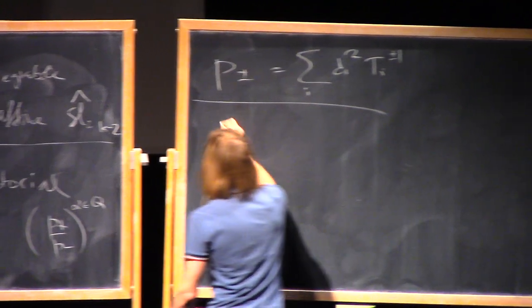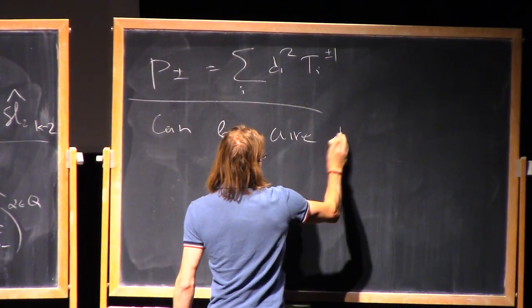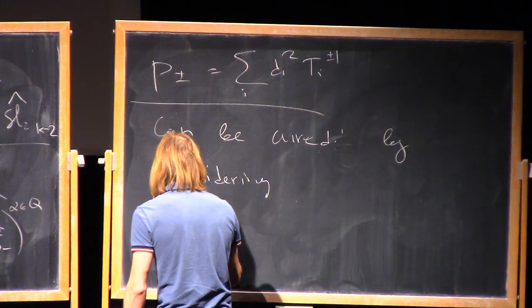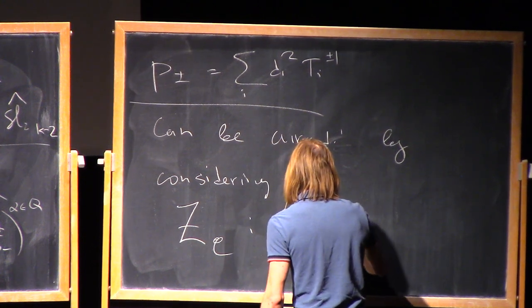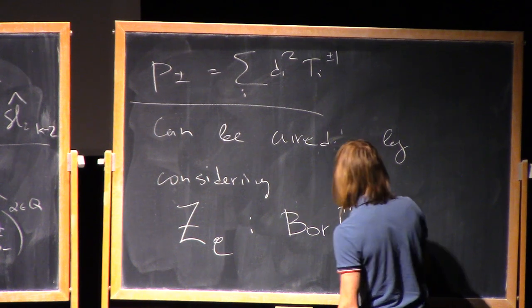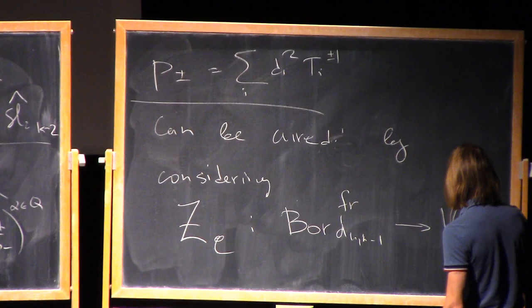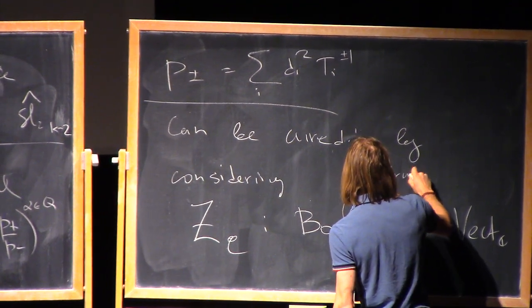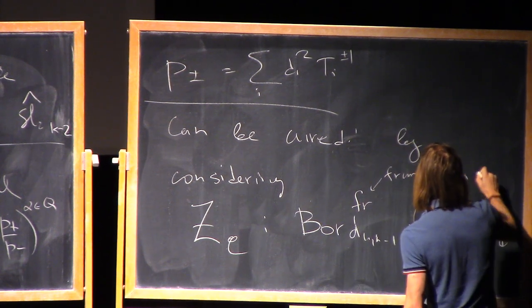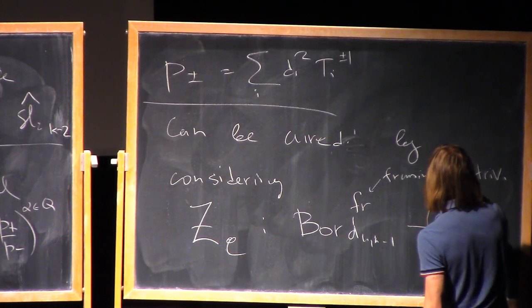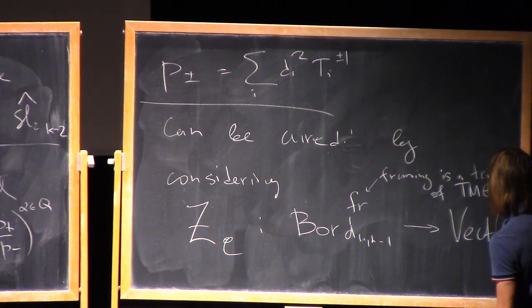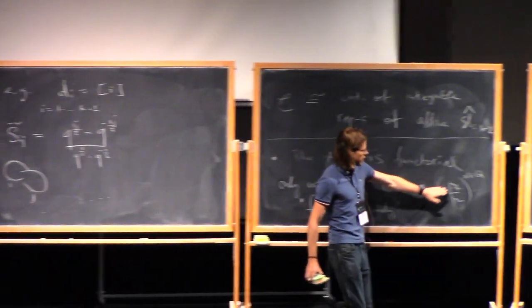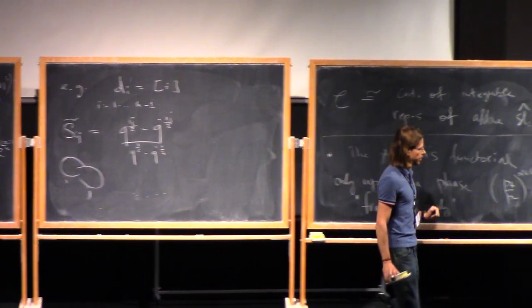This can be cured by considering Z_C instead as a functor from the category not of ordinary bordisms, but of framed bordisms, which means for each manifold we need to specify a framing. Here framing is a choice of trivialization of the direct sum of two copies of the tangent bundle. But in certain cases, when this ratio is one, it defines a pure TQFT, the ordinary 3D TQFT.